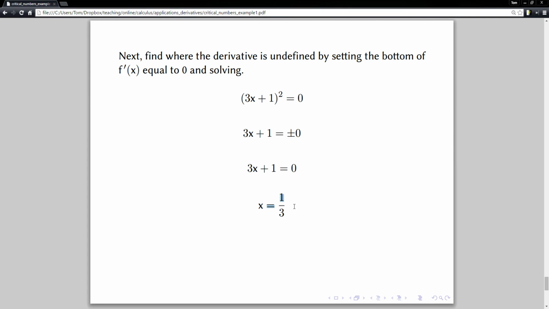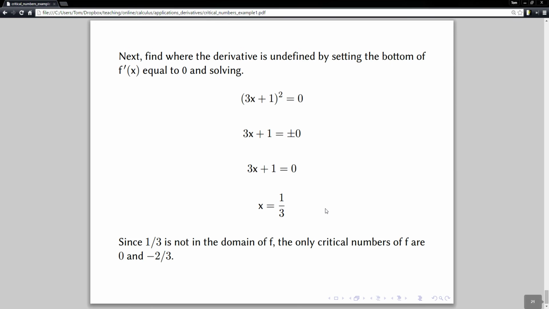We saw that negative 1/3 is not in the domain of f. The domain was all real numbers except negative 1/3. So negative 1/3, which we got here, is not a critical number of f. It's not in the domain, so it's not a critical number. The conclusion is that the only critical numbers of f are 0 and negative 2/3.